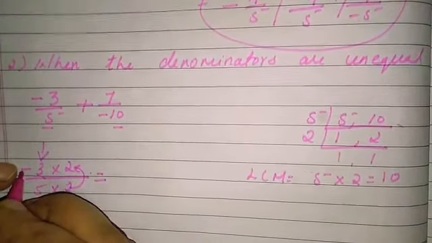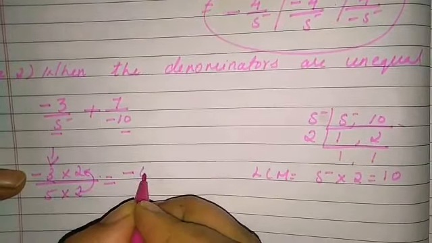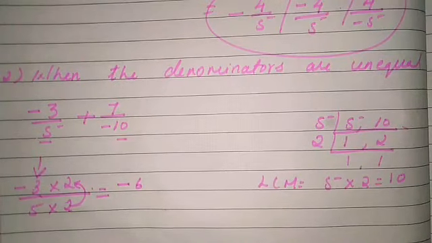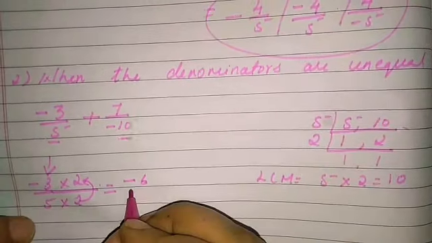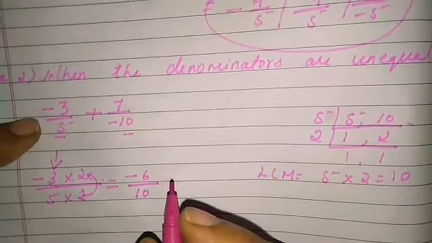So what I get is minus into plus is minus, and 3 twos are 6. It's always a good habit to multiply the signs before the numbers. And now 5 twos are 10. Now I have simplified this one.